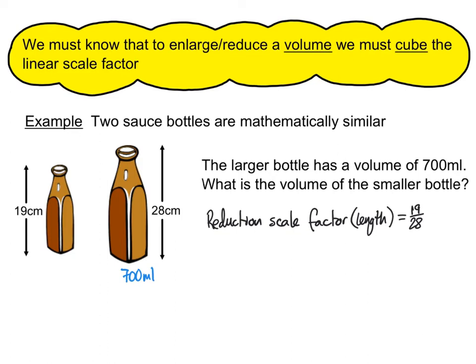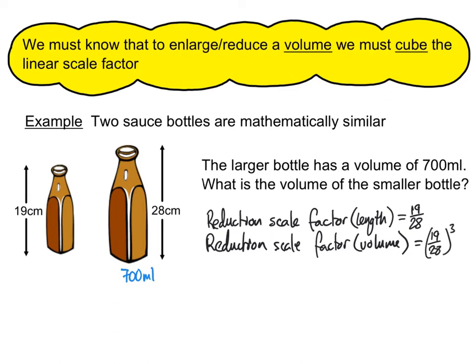Now what I can't do is I can't use this scale factor to reduce a volume, because this is a scale factor for length only. I could use it to reduce a length, but not a volume. So the next thing I need to do is use this to create my reduction scale factor for volume. And remember, as we discovered on the previous slide, our reduction scale factor for length, if we cube that, we end up with a reduction scale factor for volume. Now I don't need to work out what that is, I can leave it in that form as in 19 over 28 in brackets all cubed.